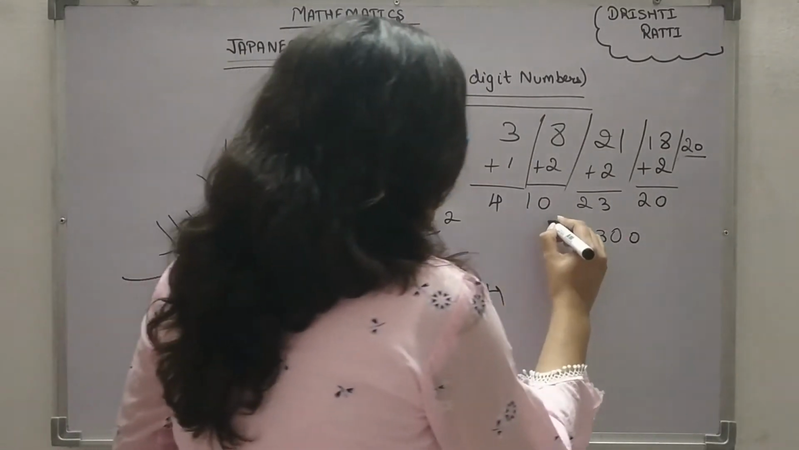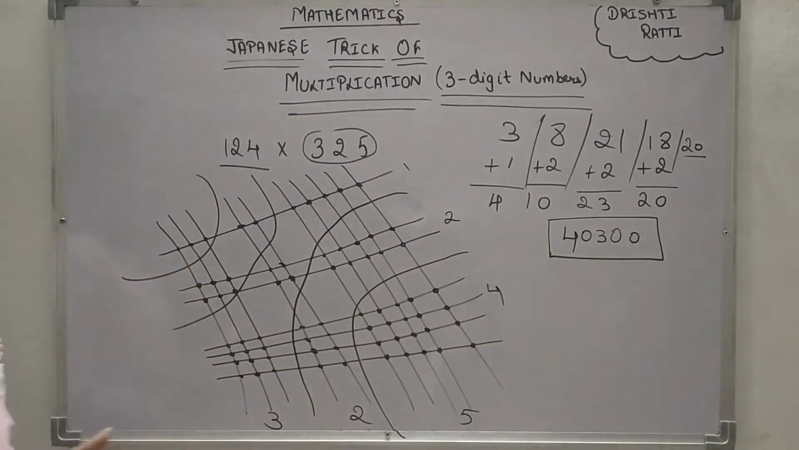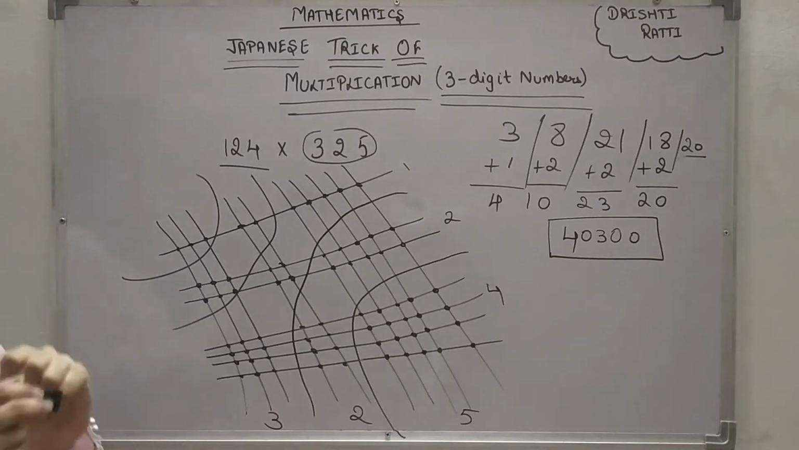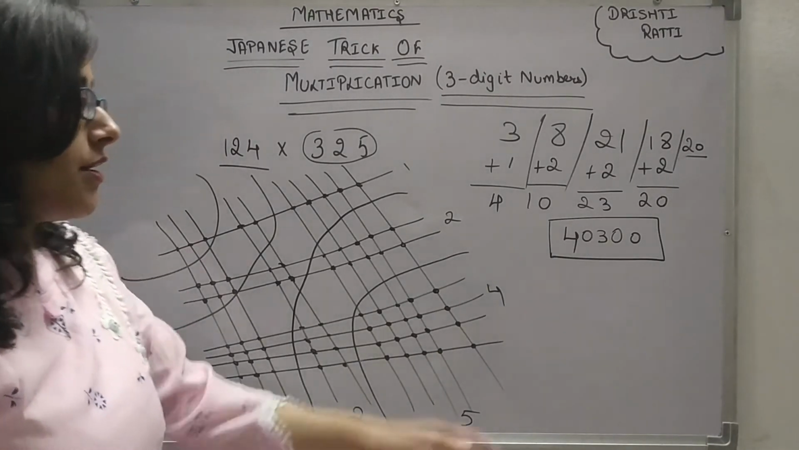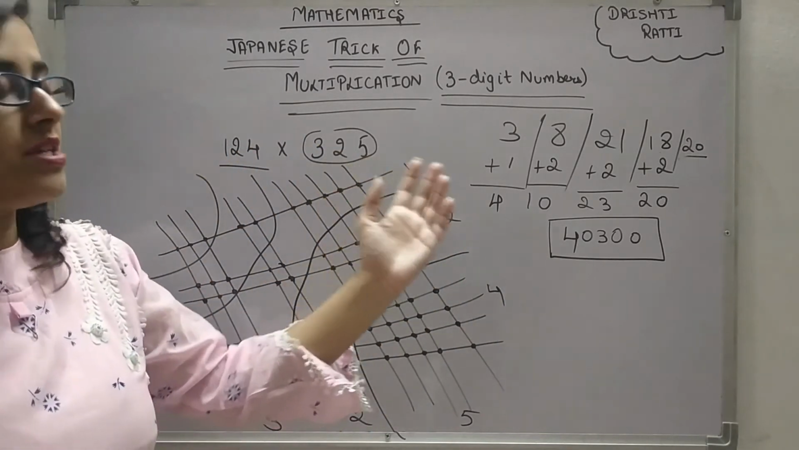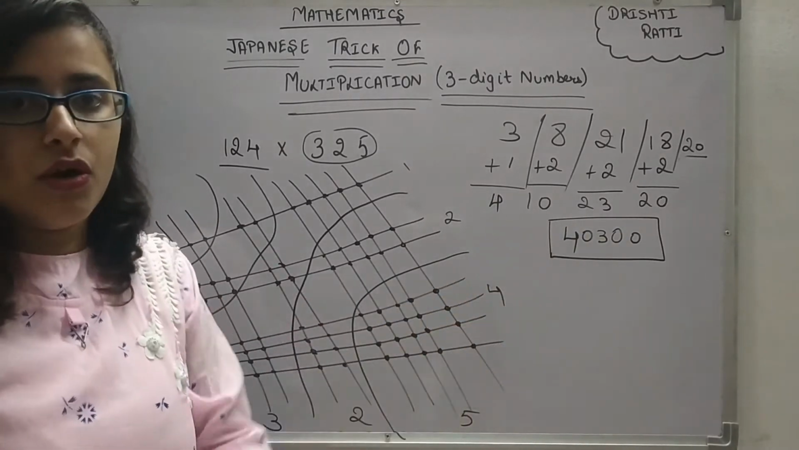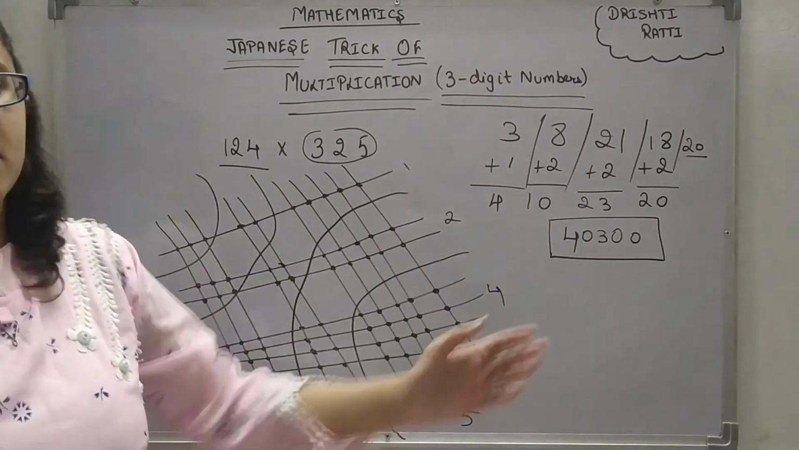So the final answer is now 40,300, which is the multiplication of 124 and 325. If you want to check whether this answer is correct or not, you can multiply the numbers and you will find out that it's the correct answer. You can also solve it using your normal method of multiplication to verify the result.